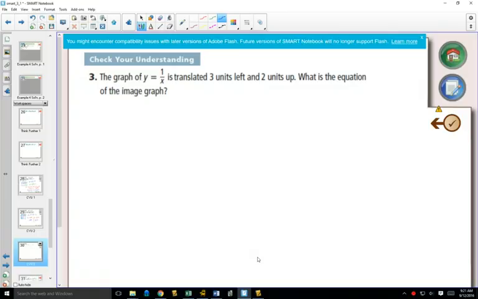Now here, it says that it has been translated 3 units to the left and 2 units up. It just asks for the equation, so we don't have to graph this. It just asks for the equation of the image graph. And I'm going to show you how you could do that, once going directly to it, and another way by using the function notation. Because sometimes with more complicated graphs, the function notation works better. But starting off with it directly.